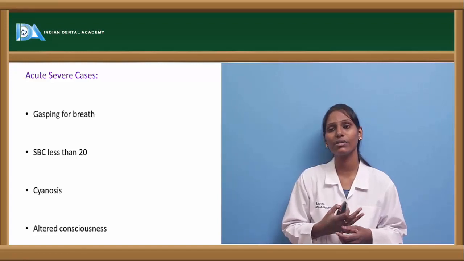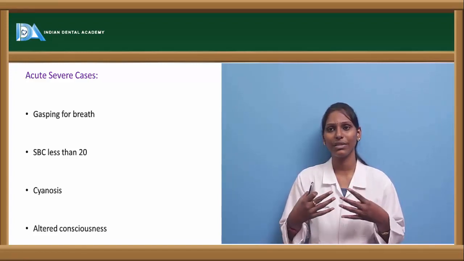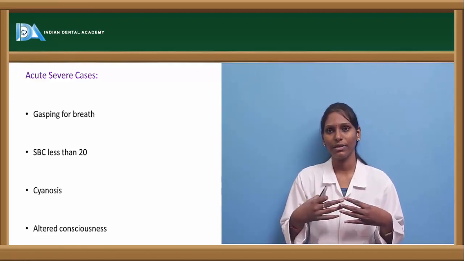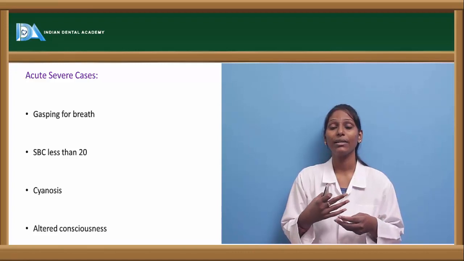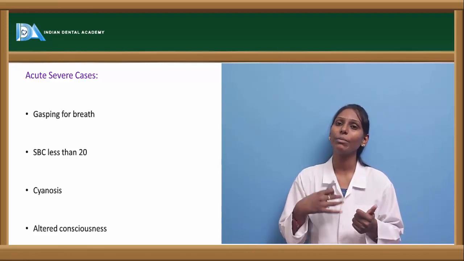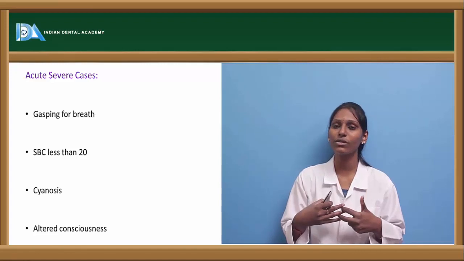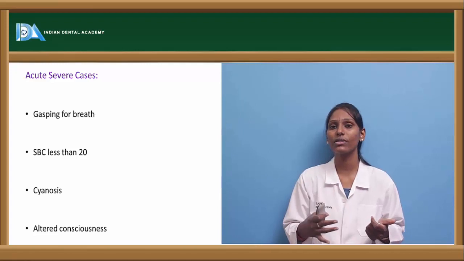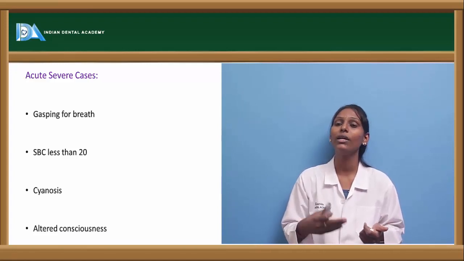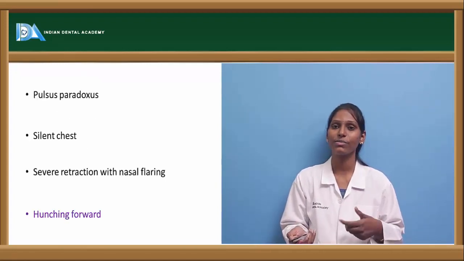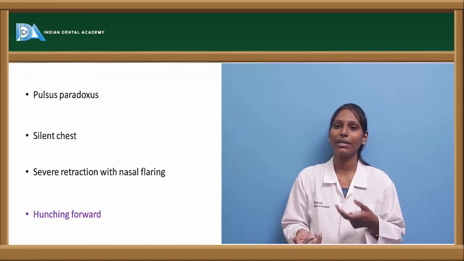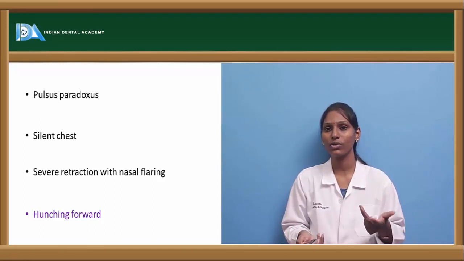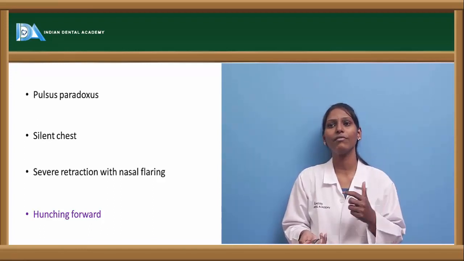And in acute severe cases, the patient tries to gasp for breath, that is they try to inhale more oxygen because of this obstruction, and as the air cannot be inhaled easily, they have to take it with force. Patients usually get cyanotic, they appear blue in color, because of less oxygen present in their circulation, and they also have altered consciousness. Because of this excessive forceful intake of breathing, they lose consciousness sometimes, and they also have a silent chest.